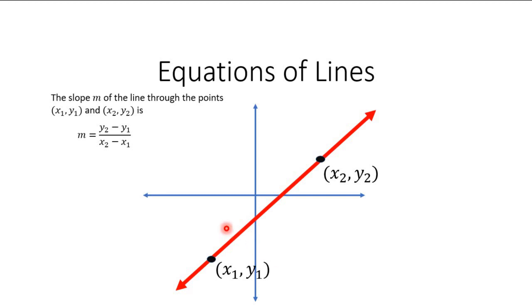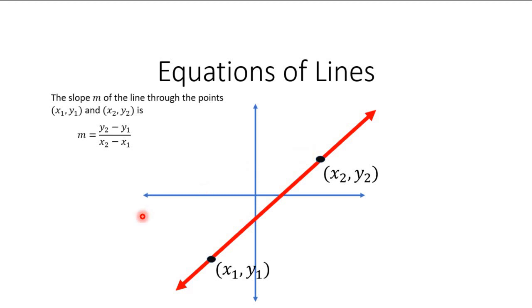Okay, recall that the slope of the line containing the point x1, y1 and the point x2, y2 is the difference in their y values, y2 minus y1, which we call rise, over the difference in their x values, x2 minus x1, which we call run.